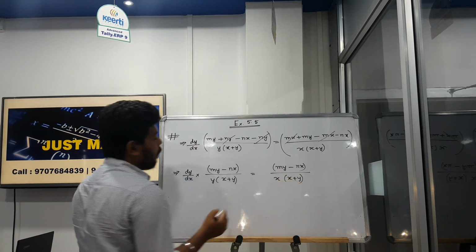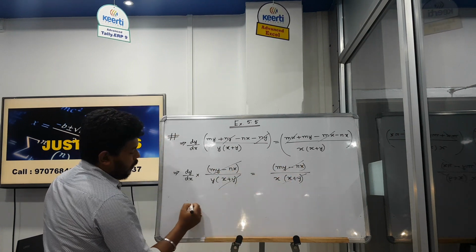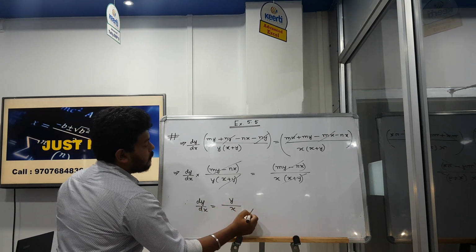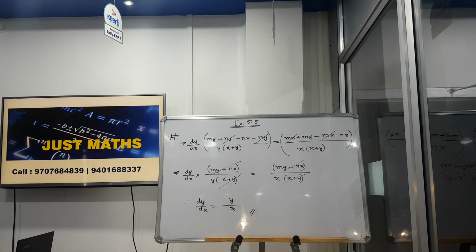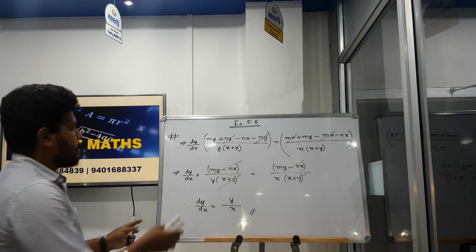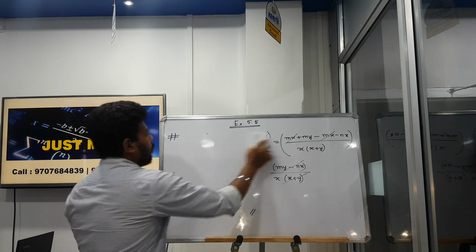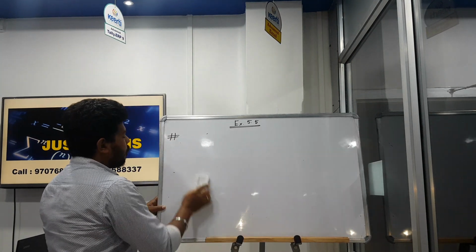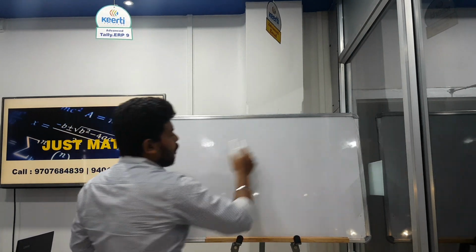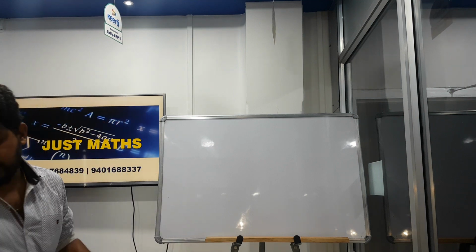We can cancel the same terms on both sides. Therefore, your answer will be dy by dx is equal to y by x. This is a good question. Let's proceed. Now, question number 7.